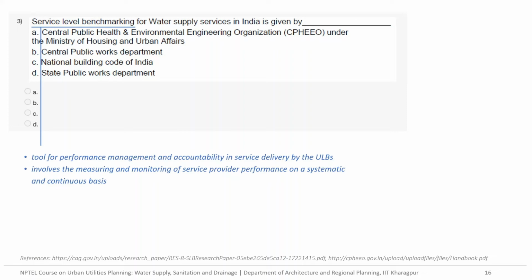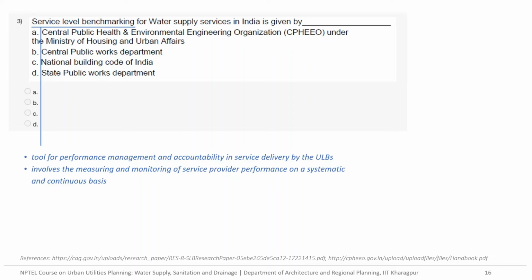So what happens is, when there is this service provision by a government body, how do we figure out whether the service provision is adequate enough, and how efficient is the service? In order to figure out the level of service and to maintain a standard in the level of service, we do something called benchmarking.